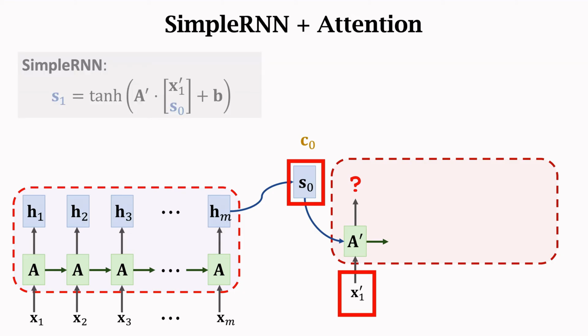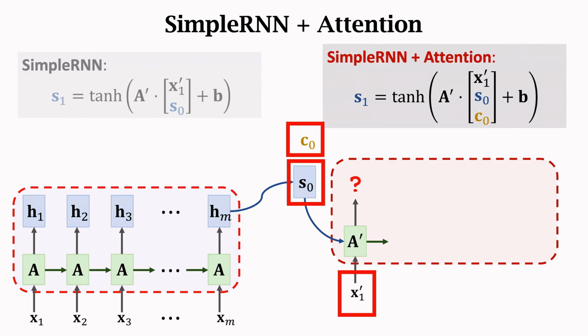A better strategy is to use the context vector C0 in addition to x'1 and S0. When we computed the context vector C0, we looked at all the states in the encoder. The context vector C0 remembers the information in the encoder. If we use C0 to compute the new state of the decoder, then the new state S1 will have full information of the encoder. S1 does not forget anything.